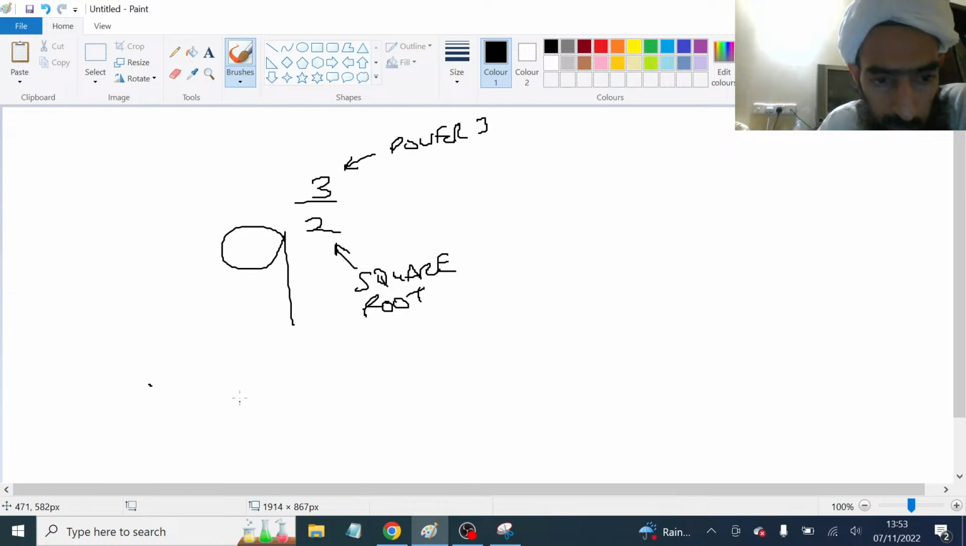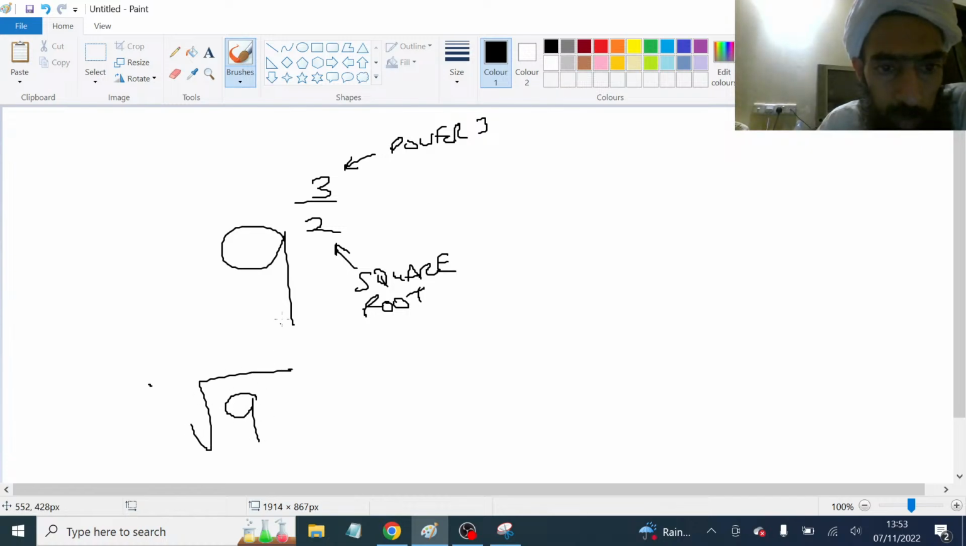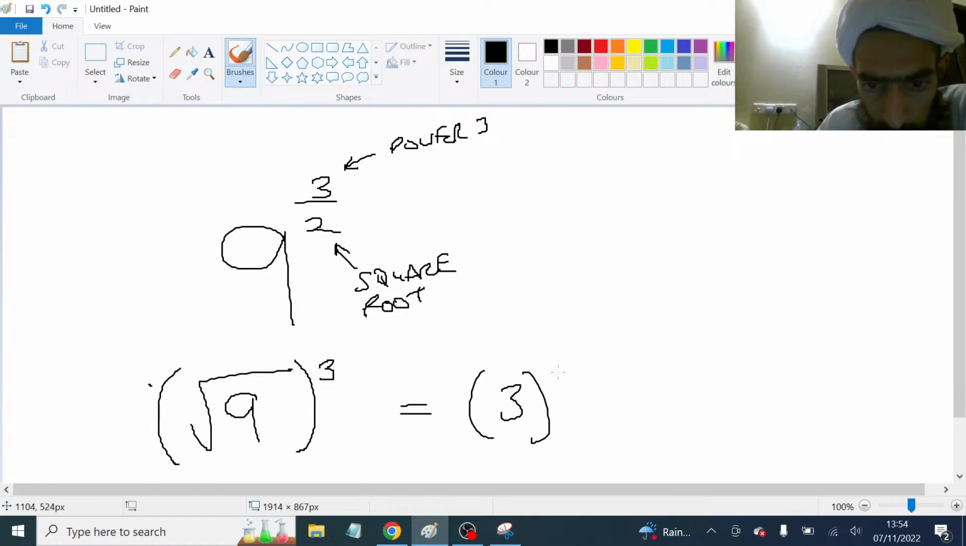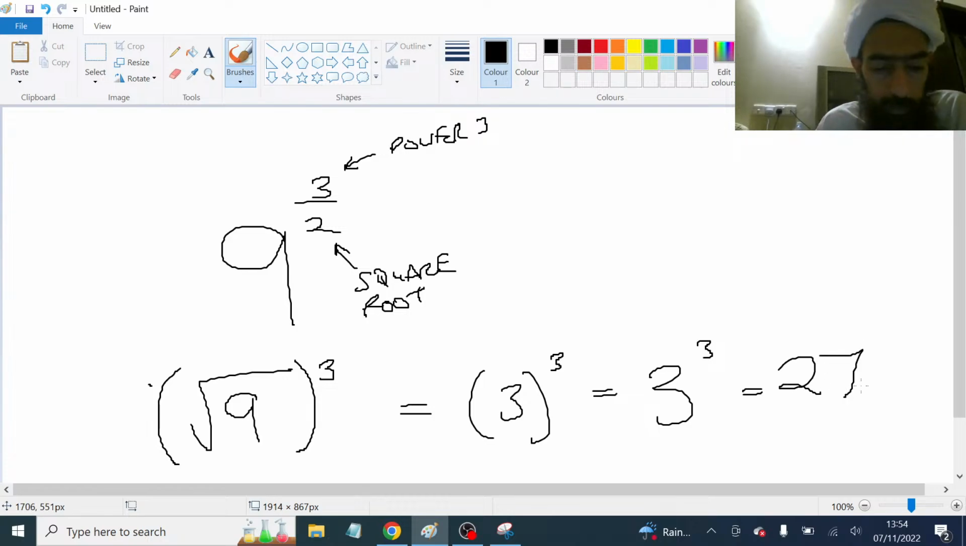So this question really is saying, what is the square root of 9? Because the 2 at the bottom comes from the fraction half, and that's another way of writing the square root. And then if you put that in brackets, the 3 at the top is just your normal power 3. Square root of 9 is 3. No need for the brackets now, so just 3 cubed, and that would be equal to 27.